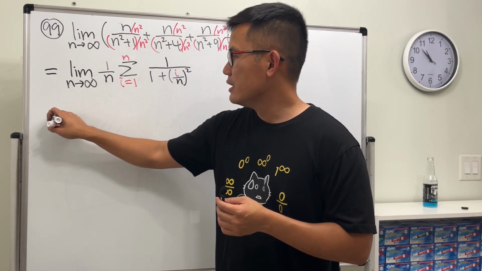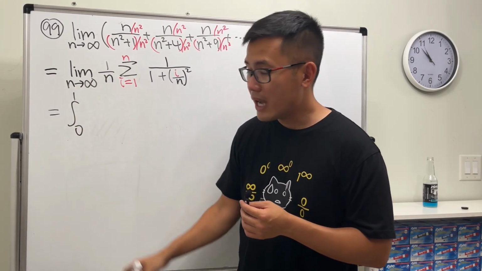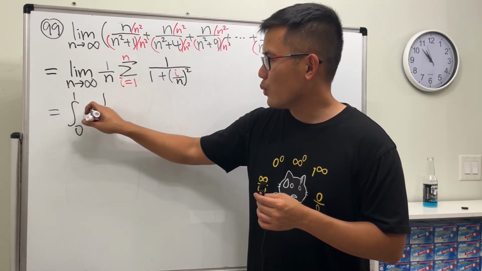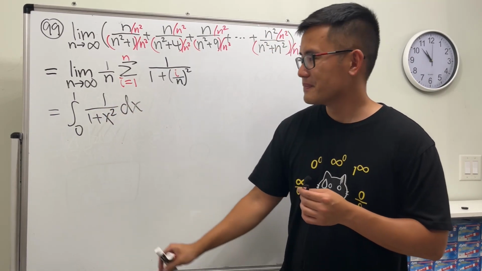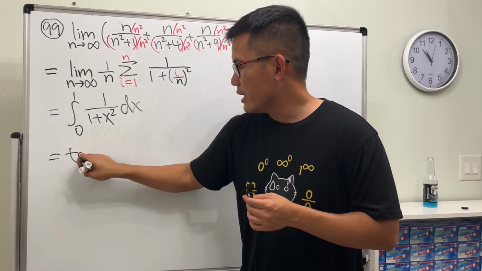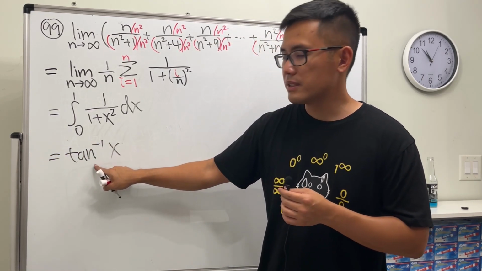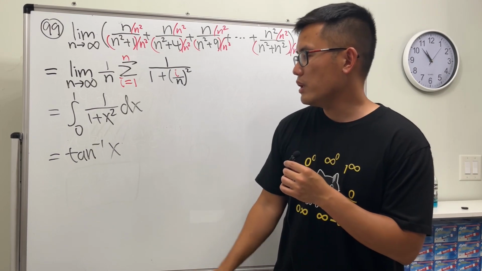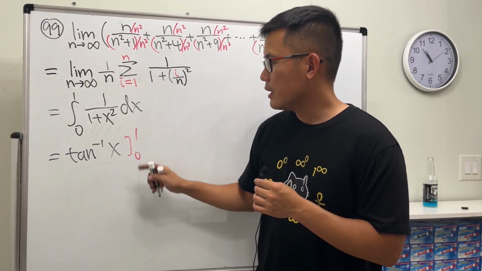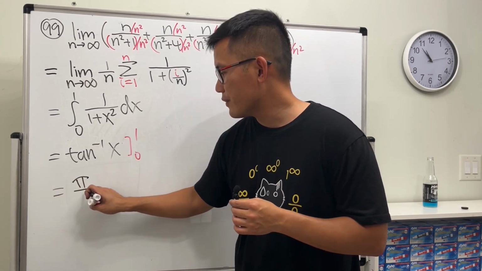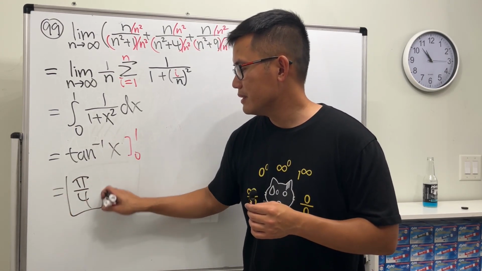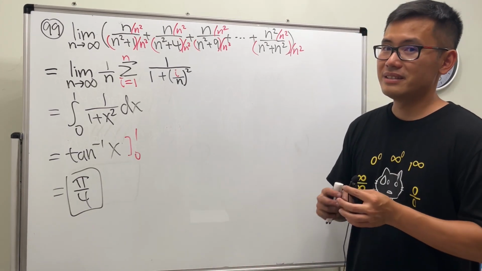So this is good. This becomes the integral going from 0 to 1. The function is 1 over 1 plus x squared dx. Integrating this, we get inverse tangent, because the derivative of inverse tangent is 1 over 1 plus x squared, and then we plug in. Plugging in 1, inverse tangent of 1 is pi over 4. Plugging in 0 is 0, so this right here is it.